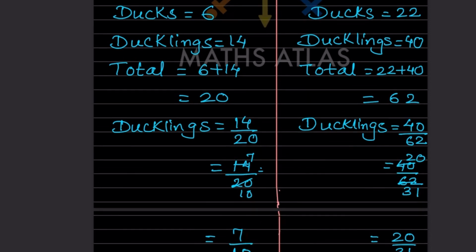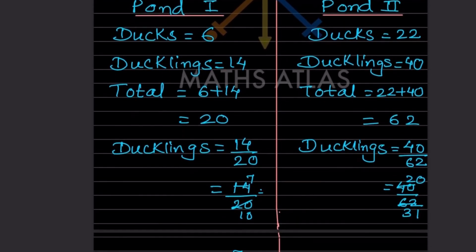Now same over here, look at the right hand side, that is for the pond 2. Again here we will see the ducklings are 40 out of 62.